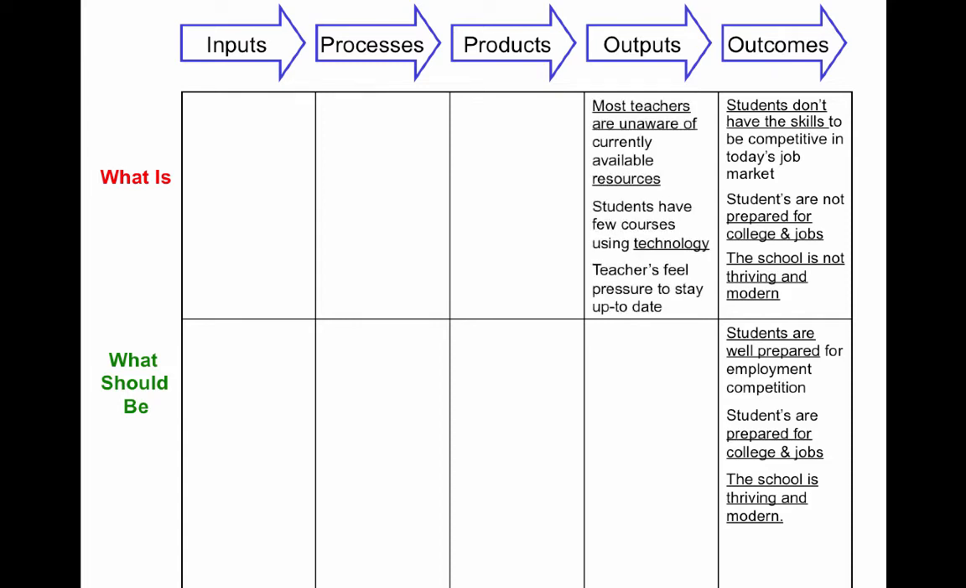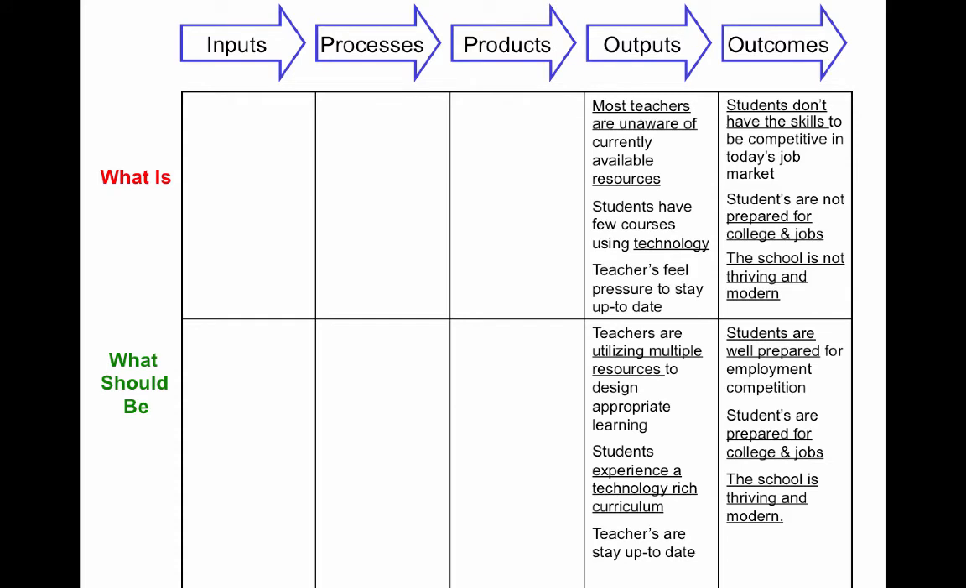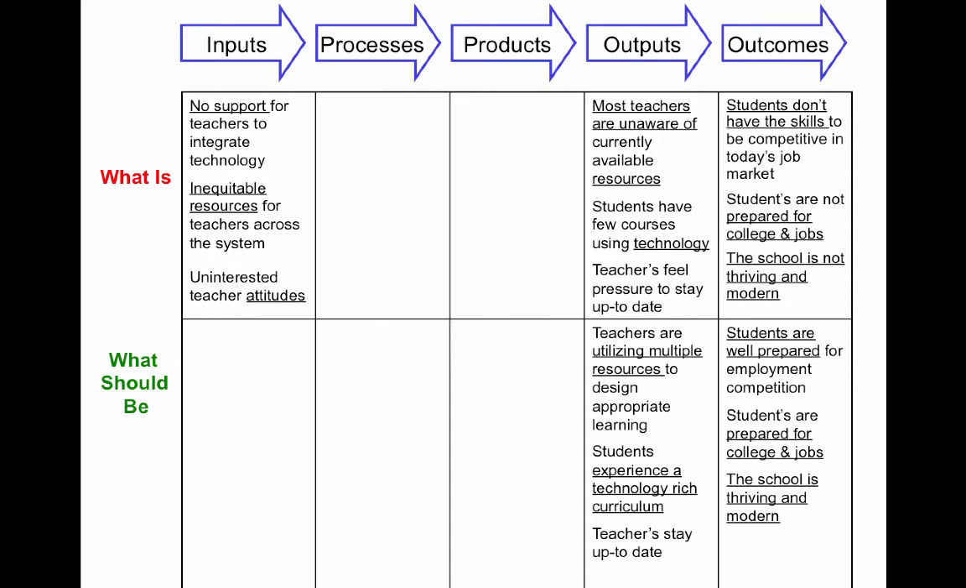Our outputs in this case are that most teachers are unaware of currently available resources, and students have few courses using technology, and teachers feel pressure to stay up to date. Our what should be is that teachers are using multiple resources to design appropriate learning, students experience a technology-rich curriculum, and teachers stay up to date. With our inputs, in terms of what is, there's no support for teachers to integrate technology. There are inequitable resources for teachers across the system, and we have uninterested teacher attitudes. Of course, what should be is an enthusiastic approach to technology, equitable resources for teachers, and innovative teacher attitudes.